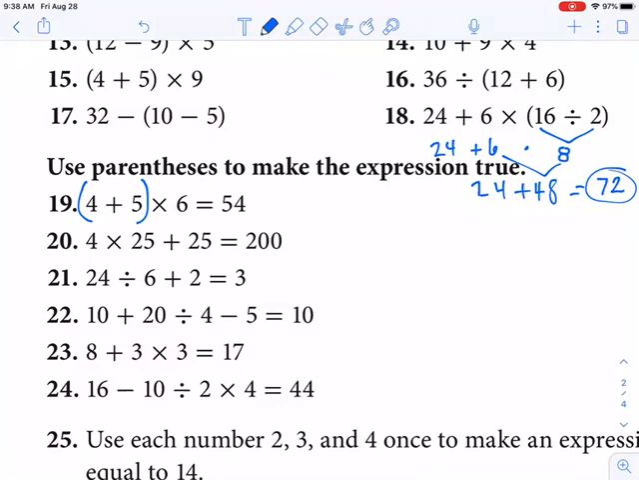And then 20, if you did 4 times 25 first, you're going to get 100, but 100 plus 25 doesn't give you 200. So you're going to want to do the 25 plus 25 first to give you 50, and then 50 times 4 is 200. So this one's like trial and error. You just have to try some things, put your parentheses in different spots, and see which one works out for you.